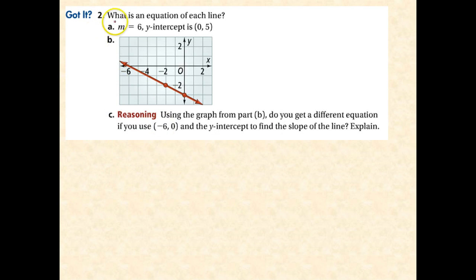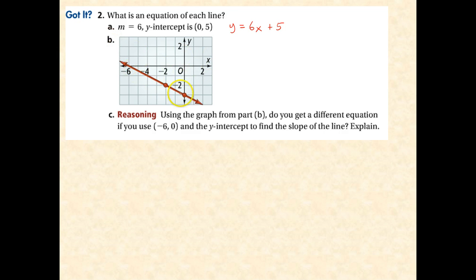Alright, pause the video and see if you can figure out number 2 here. Push play when you're ready to see it done. Okay, for A, what is the equation of this line? Well, it's y equals mx plus b. M is 6, so 6x. And then b is 5, plus 5.